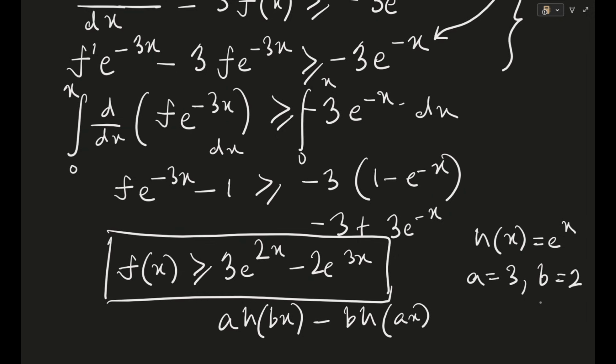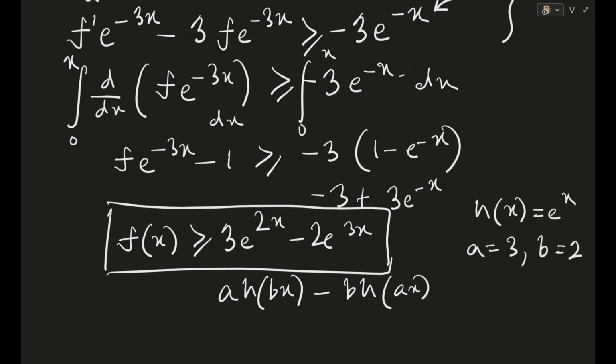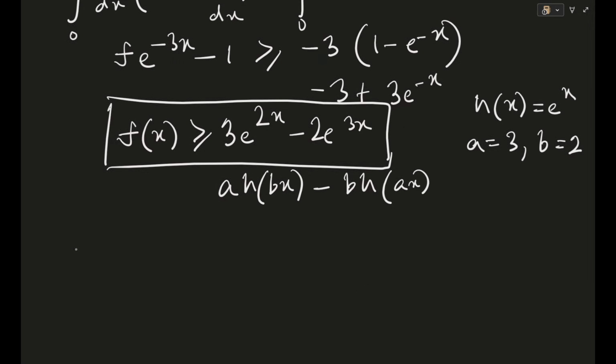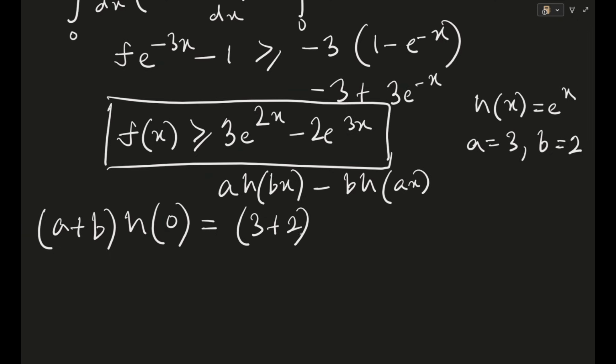No confusions at all can arise. So here you will have A plus B into H of 0, which was what was asked of us. So A plus B into H of 0 will come out to be equal to 3 plus 2 into 1. E power 0 is obviously 1. So the final answer for this question will become 5. This was a really good question. So guys, I hope this is solved. I will now proceed towards the next question.